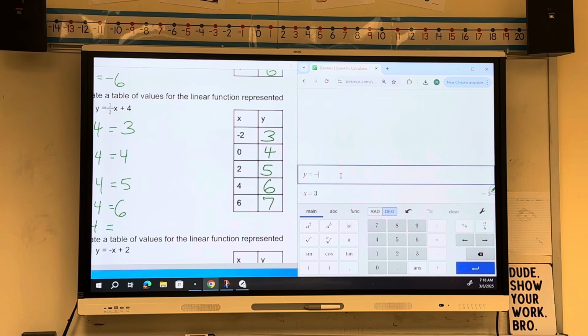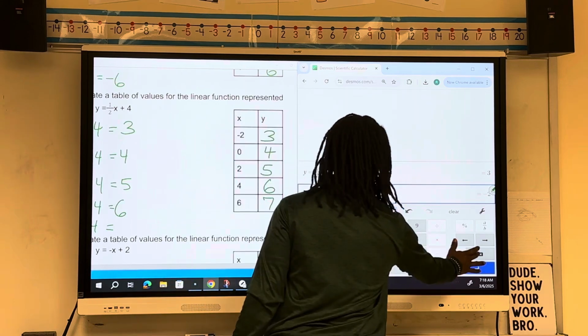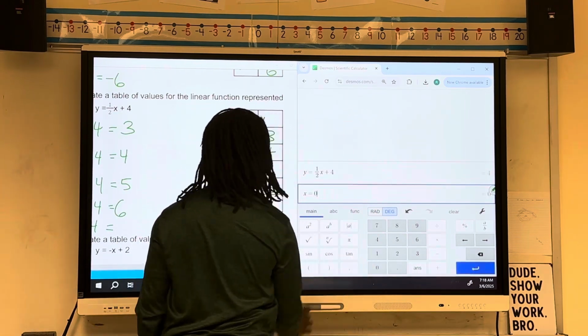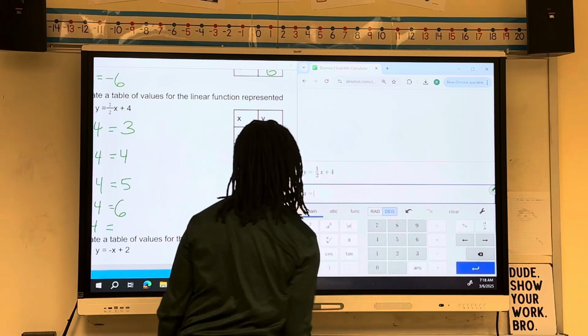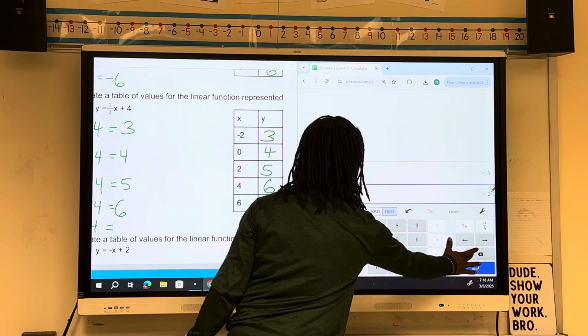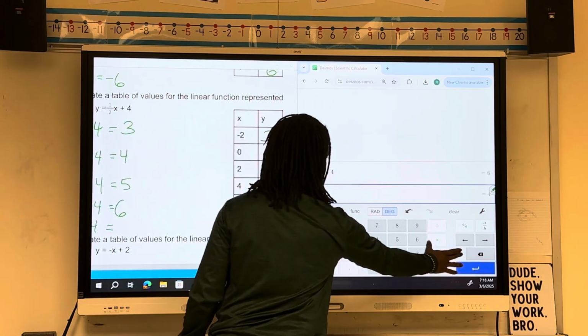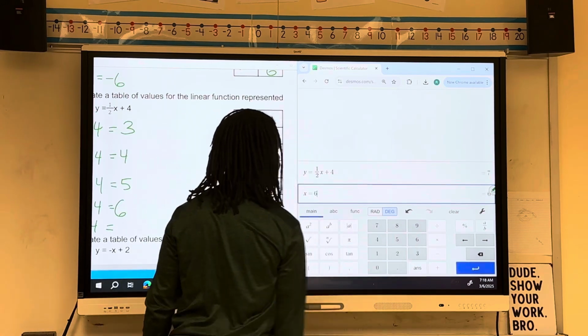So we can write the function y equals 1/2 x plus 4. And then we just got to tell it what x equals. So x equals -2, and I see that is 3. Then x equals 0, and I see that's 4. Just checking my work. Equals 2, I see that equals 5. Enter 4, and I see it equals 6. And then lastly, 6, and I get 7.